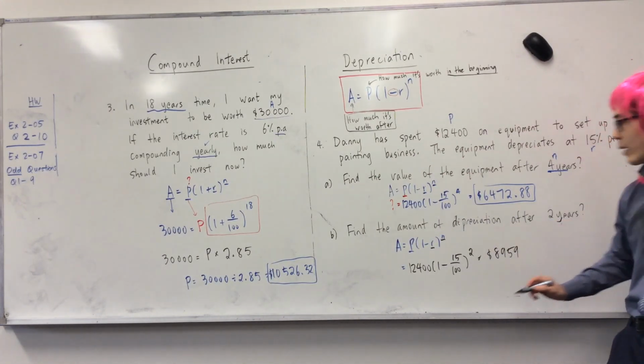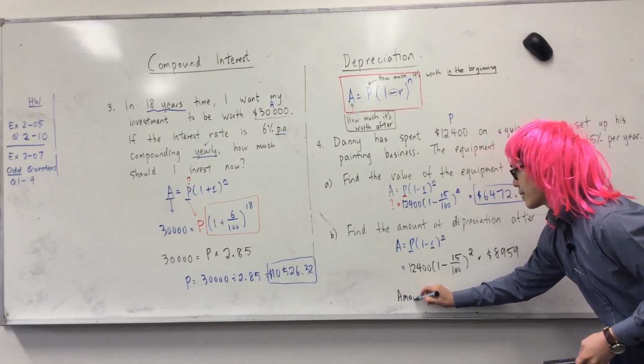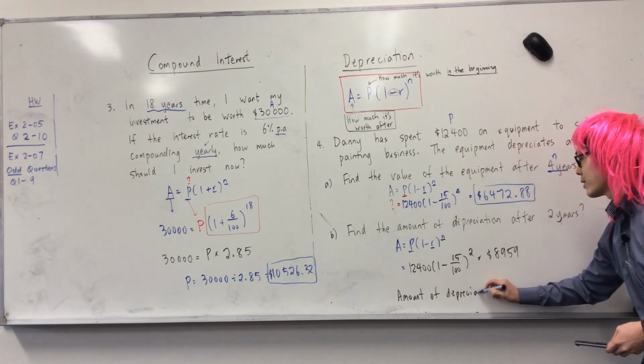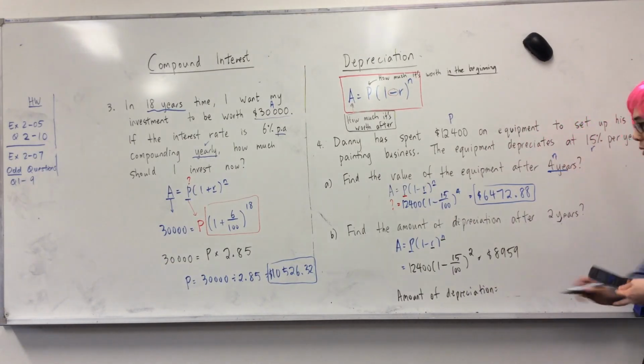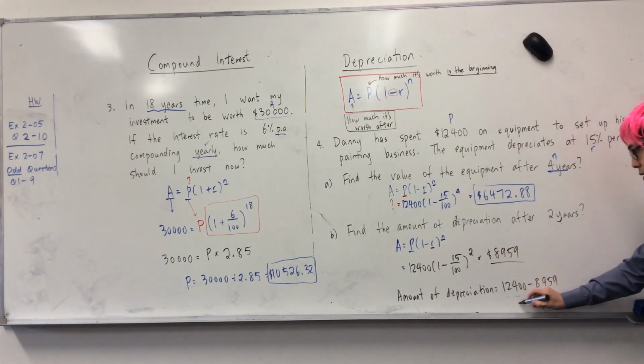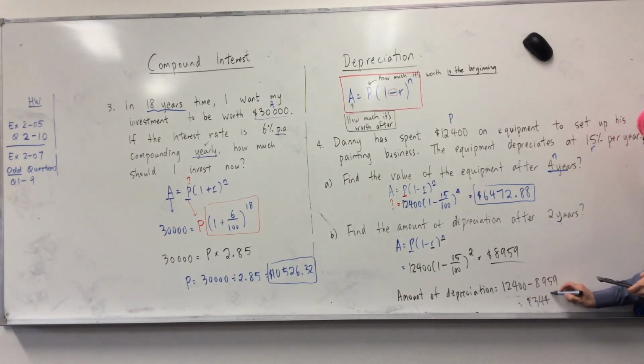So after 2 years, it'll be worth $8,959. However, what we want to know is how much it went down by. So the amount of depreciation after 2 years is how much we purchased it for in the beginning, take away how much it's worth after 2 years. So how much did it go down by? $3,441. Okay, that's my final answer.